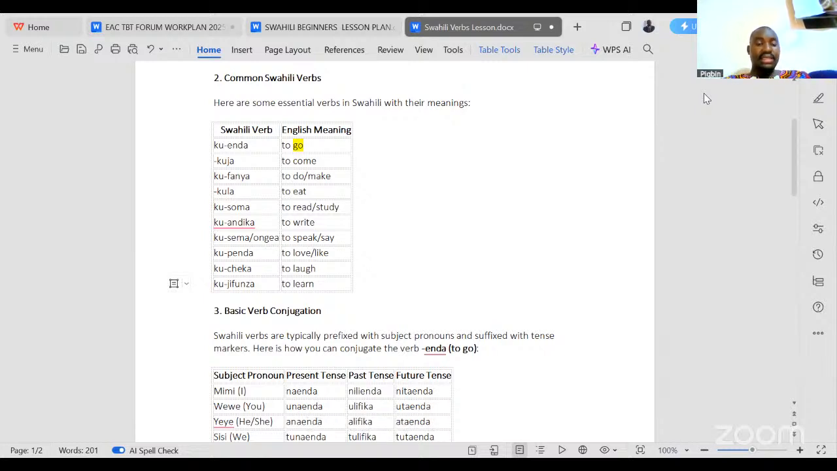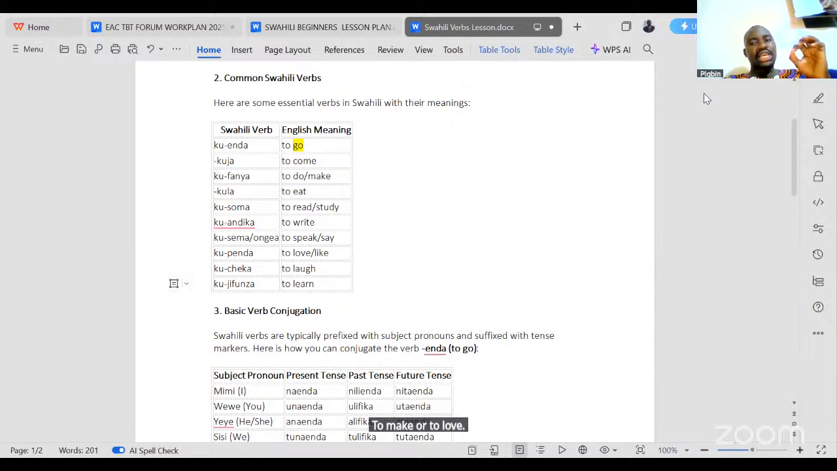Sema, say or speak. Kusema, to speak or to say something, which can also be kuongea, to say something. You have the word penda. Penda, love or like. Kupenda, to like or to love.